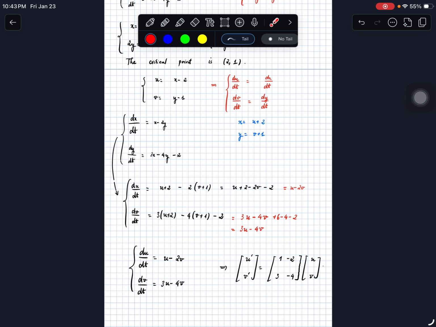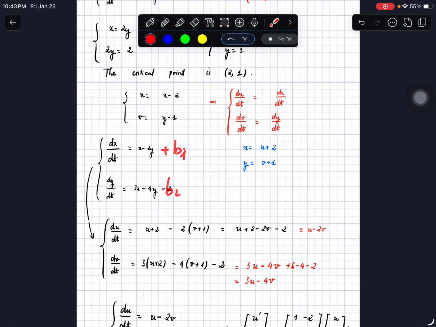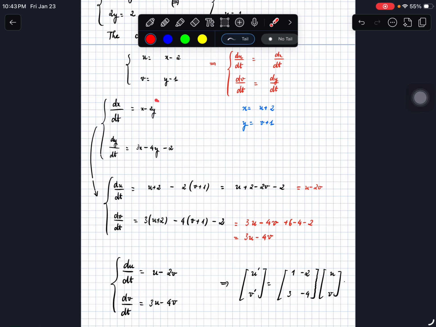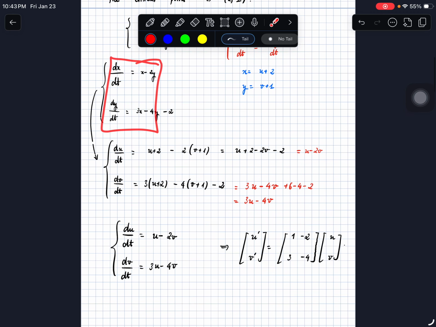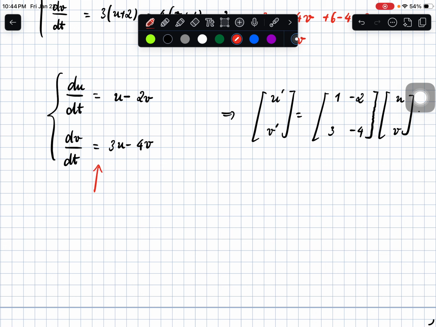Now you look at this one, exactly this form. So next time you don't need to do all of those changes of variable again. If you see this case, where everything here is linear, plus or minus just some number, some scalars b1, b2, then you know that you can always think about it as a homogeneous linear system.